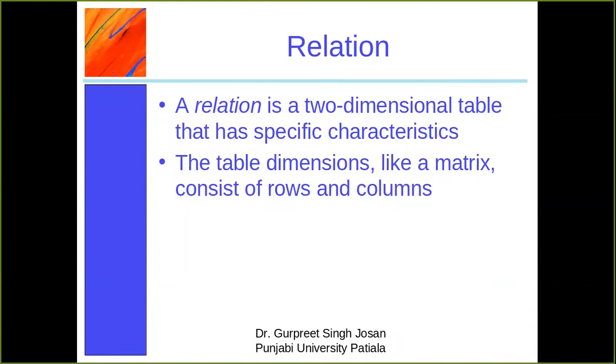So a relation is a two-dimensional table. In fact, when we talk about a relational database, that same relation, which is basically a subset of a Cartesian product of two sets, can be represented with the help of a table. There are other ways also to represent that particular subset, but the most convenient way is the table. So relations are generally called tables.